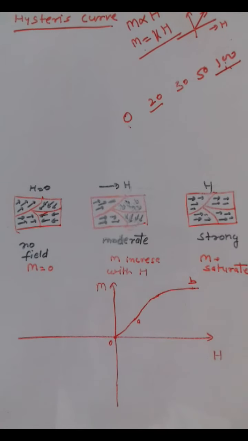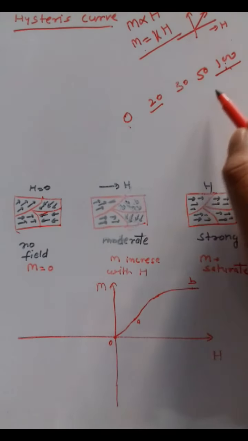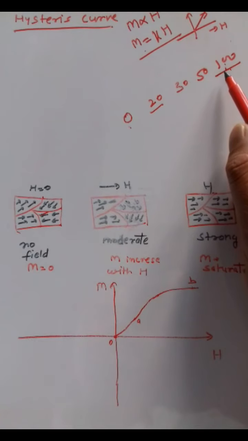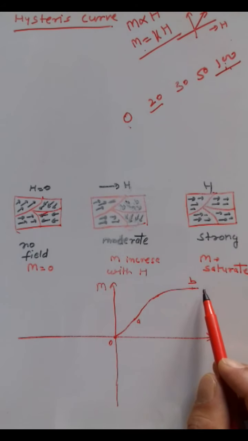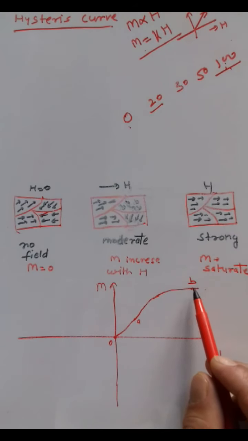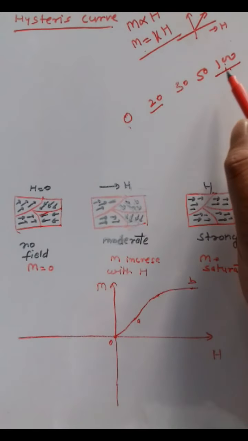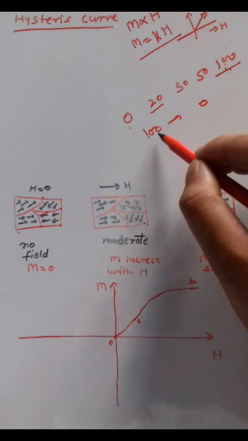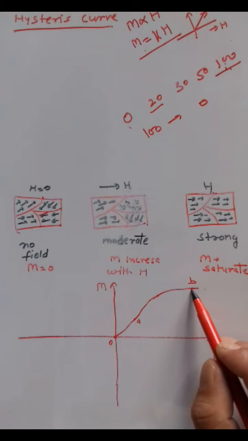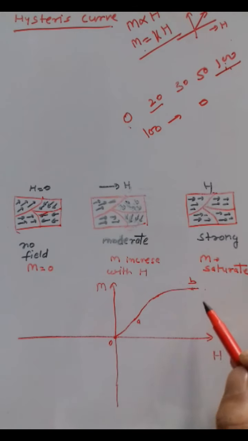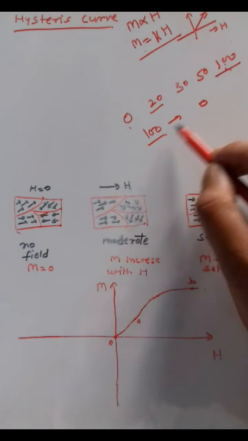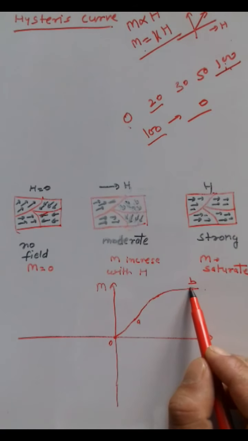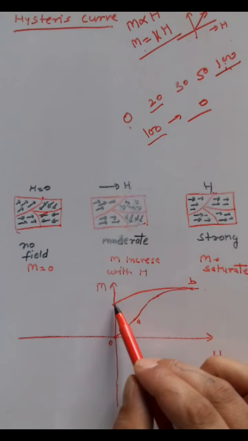Now let, for example, at this point B the applied external field be 100. If we increase the external field beyond 100, the magnetization M is constant. Now beyond B, we decrease the external field from 100 to 0. So the curve will be like this.